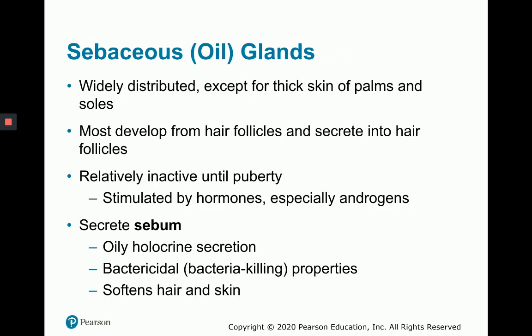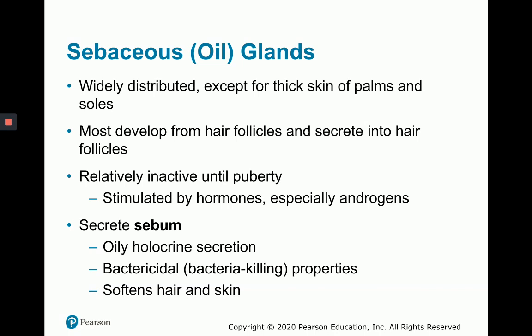So we'll move away from the eccrine glands. So eccrine glands and apocrine glands, those are both sudoriferous glands, which are sweat glands. Sebaceous and oil glands are what we're going to look at next. These are also widely distributed, but we don't find them in the palms or the soles or where thick skin is. We would see that the sebaceous or oil glands produce sebum.